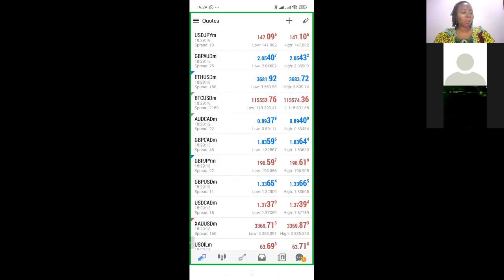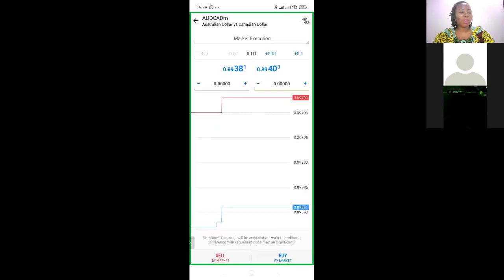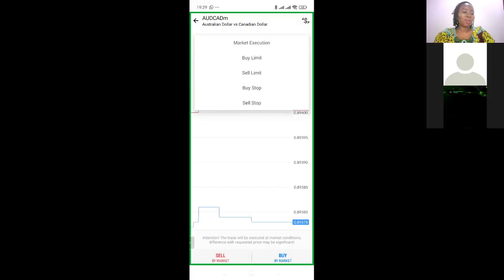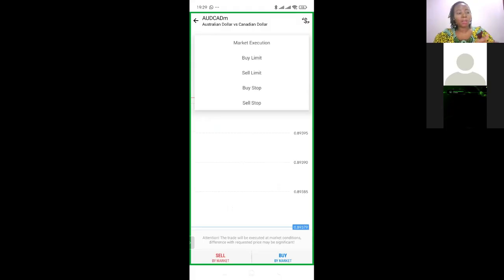But let's come back to quotes. So for here, let's do new order. Now, when you click on new order and the interface shows up, you come to where you see market execution. Before I get there, market execution comes with instructions on different kinds of orders in the market. You have market execution and you have pending orders. The rest, buy limit, sell limit, buy stop, sell stop, they are all pending orders. So let's leave that one.